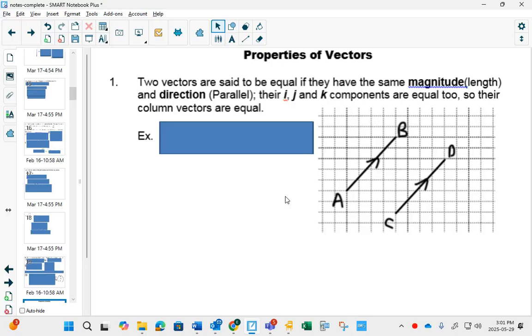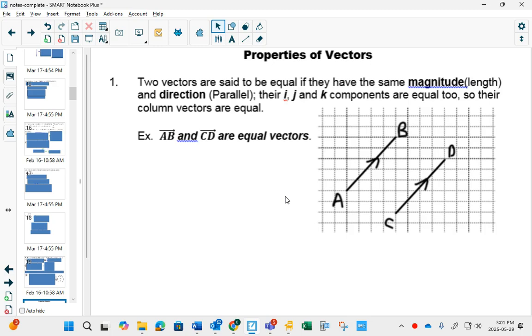Properties of vectors. Two vectors are said to be equal if they have the same length, same magnitude, and same direction. So if these two are parallel, it doesn't matter where they start and where they end. So vectors are kind of free-floating, which is part of what makes them powerful mathematically.